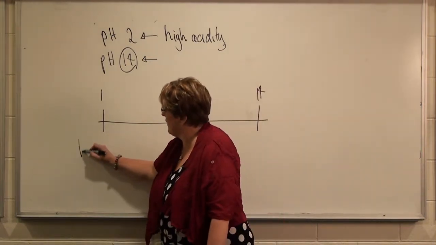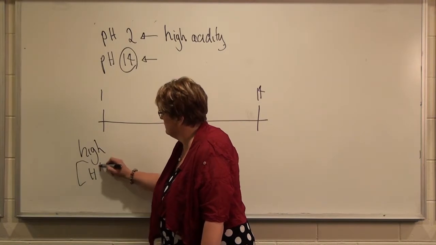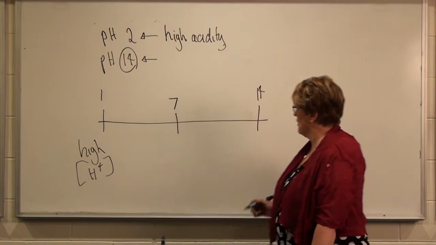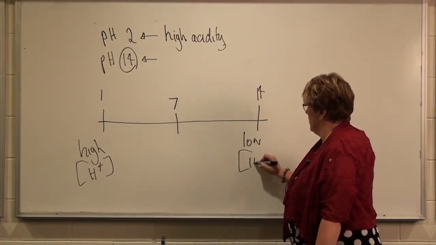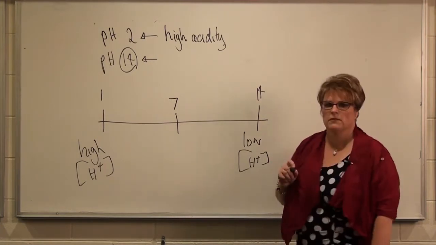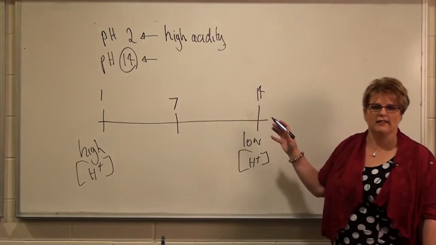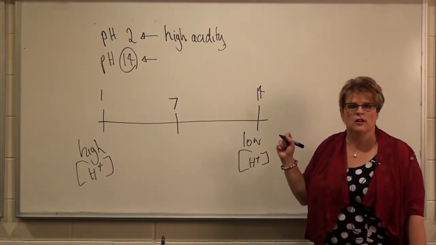This is high acid, which is described as the concentration of hydrogen ions, and this is low hydrogen ions at high pH. In between here is a scale. And this scale has a huge dynamic range.